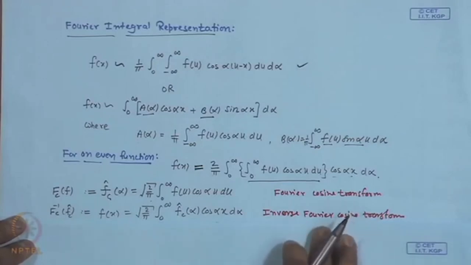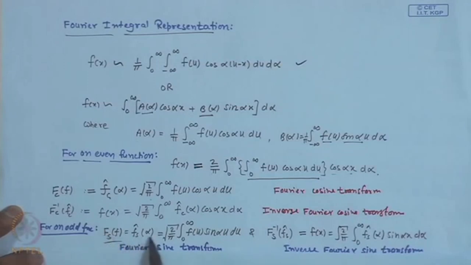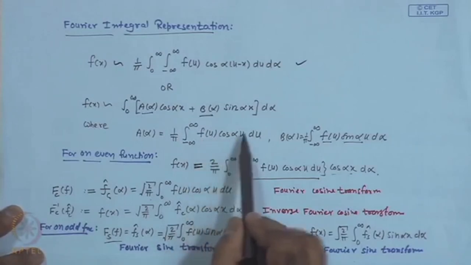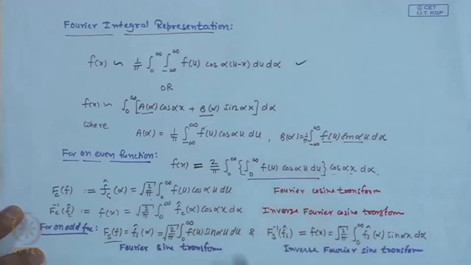This is the inverse Fourier cosine transform, and similarly for the odd function. If we take f to be an odd function, then we have the Fourier sine transform of f(x). This is the notation for the Fourier sine transform, and we denote this integral by f s hat of alpha. Again, for this odd function the cosine part is going to be 0, because this is odd and this is even, so we have an odd integrand and this integral will be 0, and we have only b(alpha). Then we define this as we have done for the cosine: the inverse Fourier sine transform is square root 2 over pi, integral of f s hat of alpha sin alpha x d alpha. So, this is the inverse Fourier sine transform, and this is the Fourier sine transform.